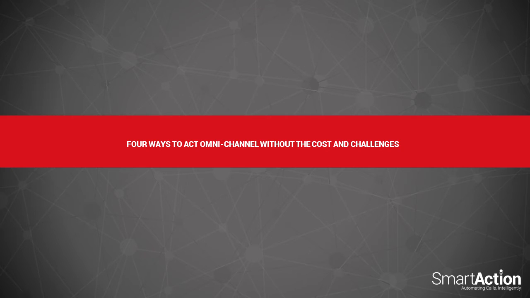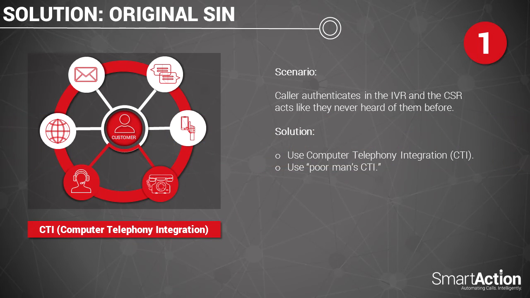So let's talk about the premise of the webinar, which was the 4 ways to act omni-channel without necessarily the cost and channels of it. I'm not saying you shouldn't go that route. You shouldn't do something major from an omni-channel implementation perspective. But what I'm saying is, until you get there, or if you don't want to get there, there are some things that you can do in the interim to get some of those benefits we just talked about on the last slide. So let's talk about what I refer to as the original sin.